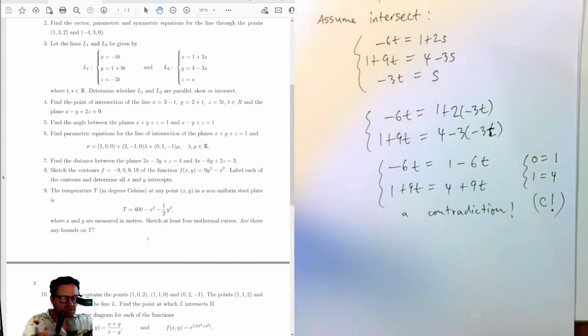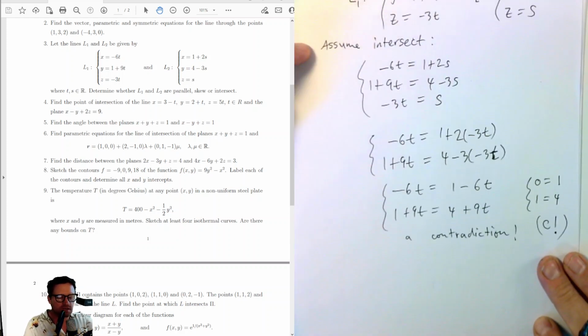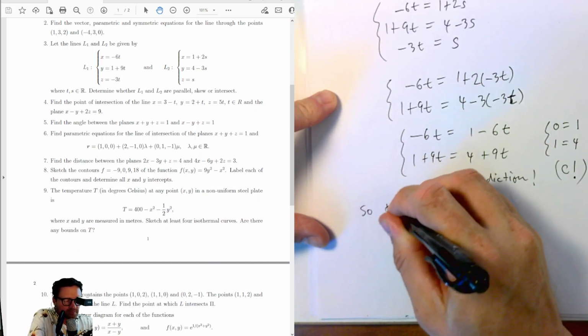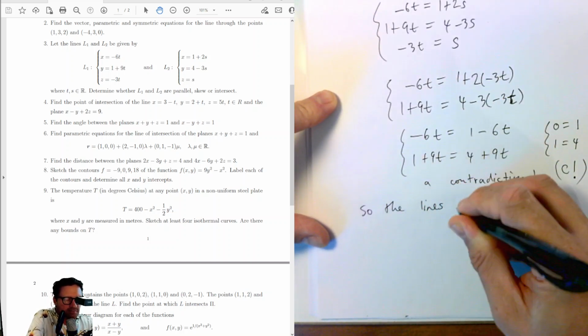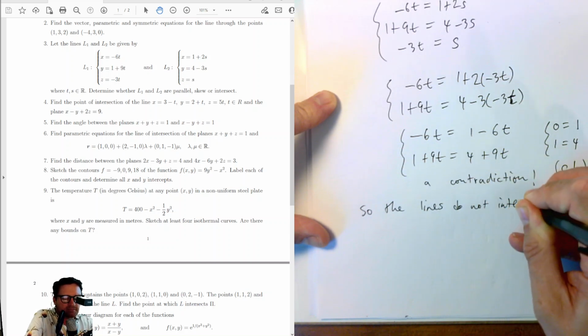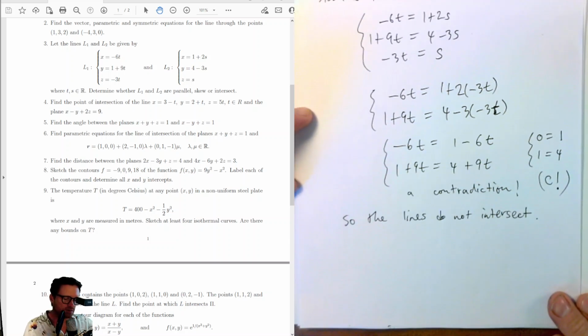Righto. Okay, so now that we have a contradiction, what did we contradict? We contradict the assumption that they intersect. So the lines do not intersect. So if they don't intersect, then they must be either skew or parallel.